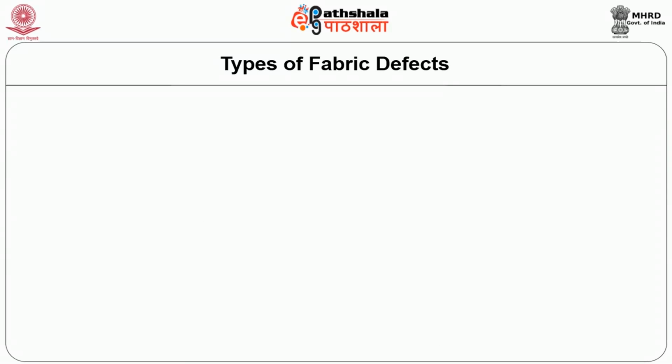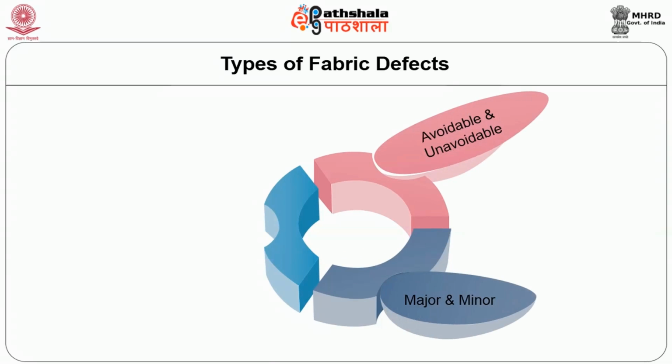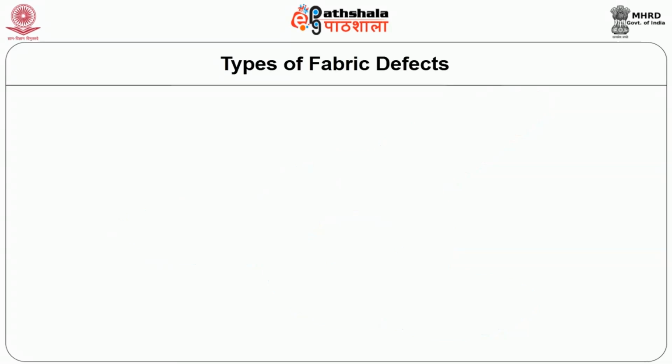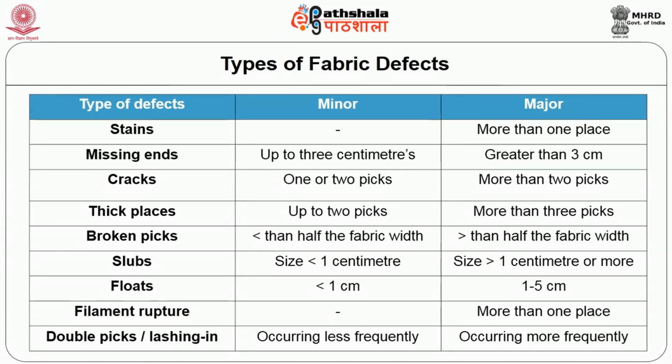Types of fabric defects. Fabric defects are broadly classified into avoidable and unavoidable defects, major and minor defects, and mendable and unmendable defects. It is very difficult to avoid certain defects despite best practices, for example, the floats. However, the majority of the defects can be avoided if certain precautions are taken. A mended starting mark is considered a minor defect, whereas weft cracks are major defects. Further, certain defects such as isolated snarls could be mended.